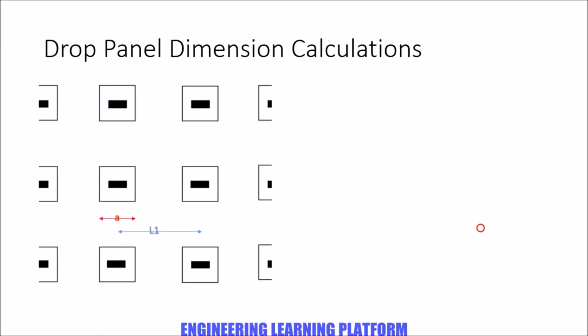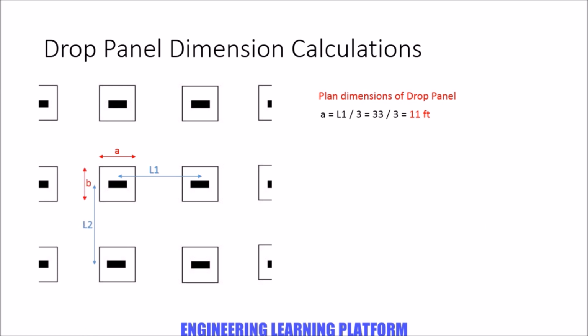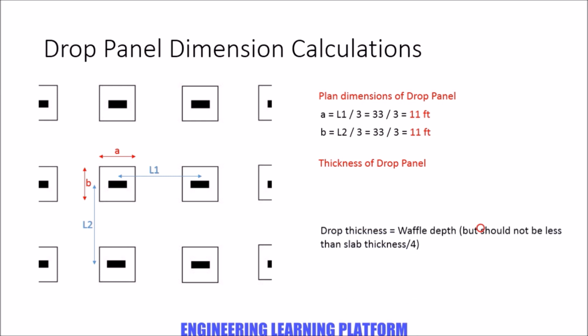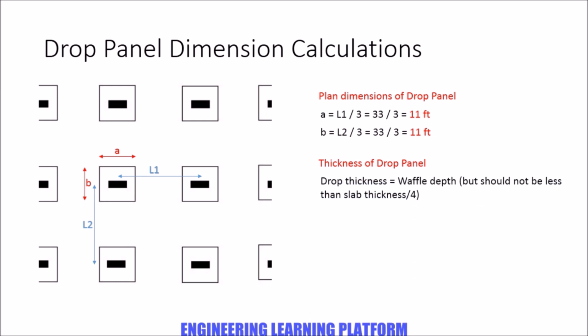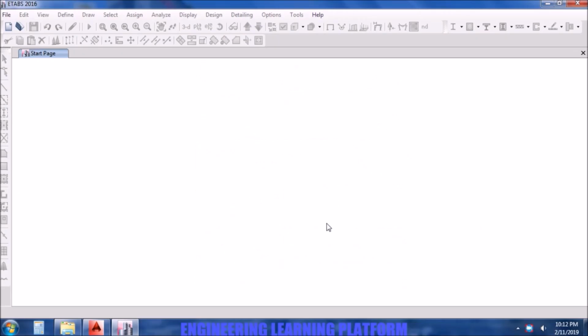So the drop panel dimensions are calculated based on the center to center span. The center to center span in both directions is the same here, so the dimensions will be similar. It is 1/3 of the larger dimension in both directions. Thickness of the drop panel is equal to the waffle depth, but it should not be less than the slab thickness divided by 4. So we are taking it equal to the thickness of the waffles, that is 14 inches, which we calculated previously.